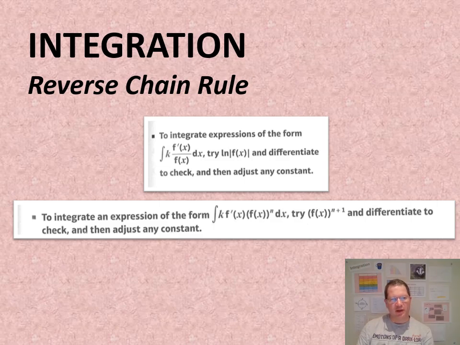This is a bit like when we were looking at f of ax plus b, in the sense that we come up with a suggestion and then we differentiate it to see how we might need to adjust it. There are two specific examples.